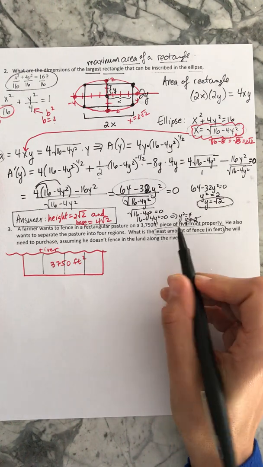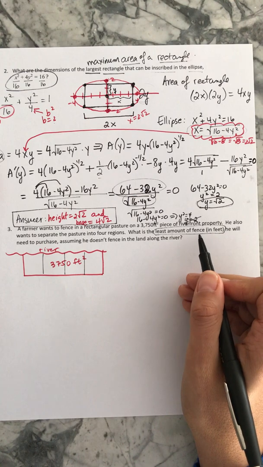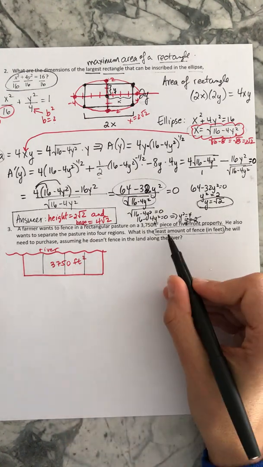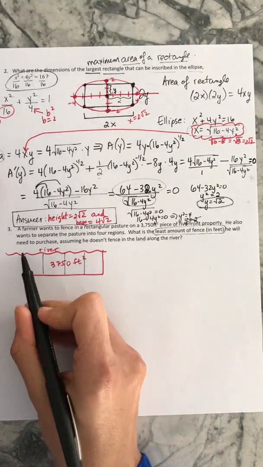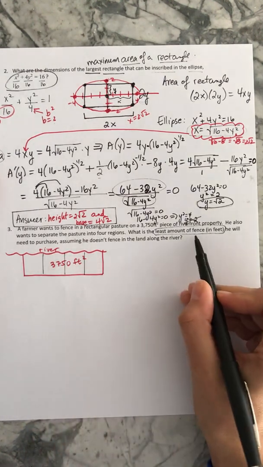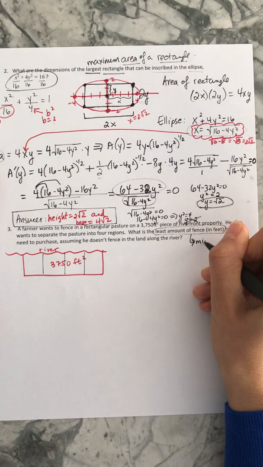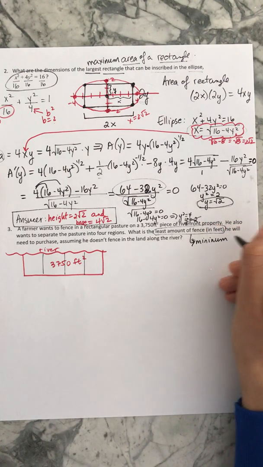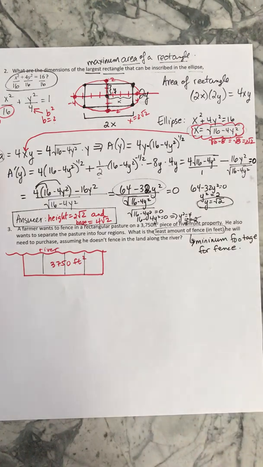All right, let's think about that. Least amount of fence. That's not smallest area. That's length of fence. That's kind of like perimeter, although I can't call it perimeter because perimeter is only the outside. So I'll just call it length of fence. So this means minimum footage for fence. Okay, the length of the fence.